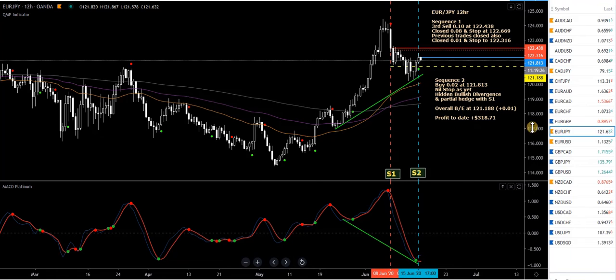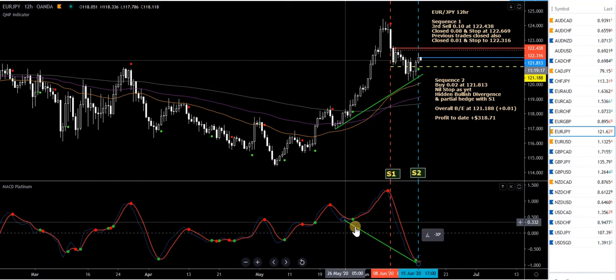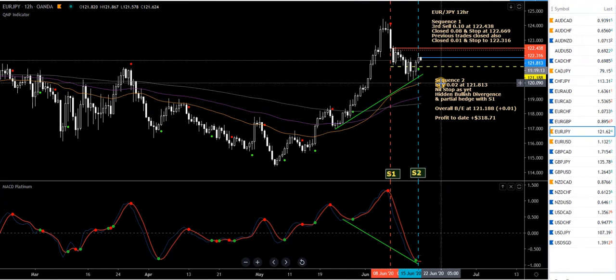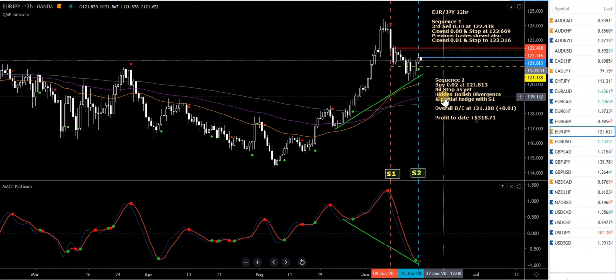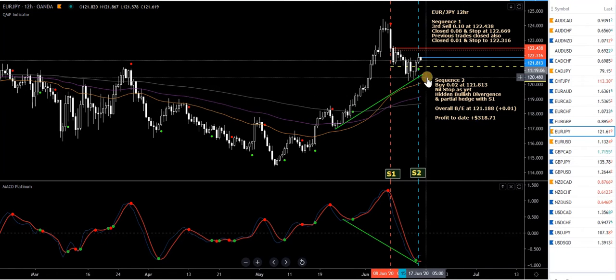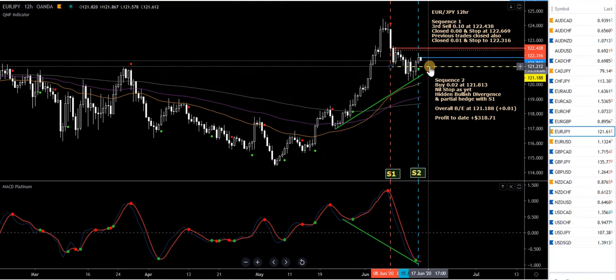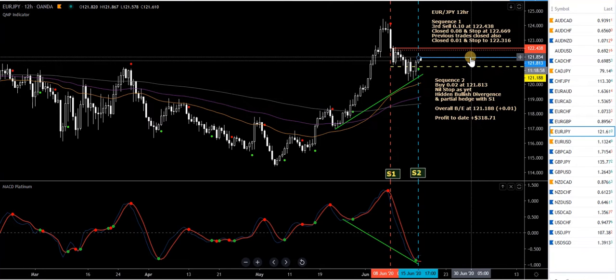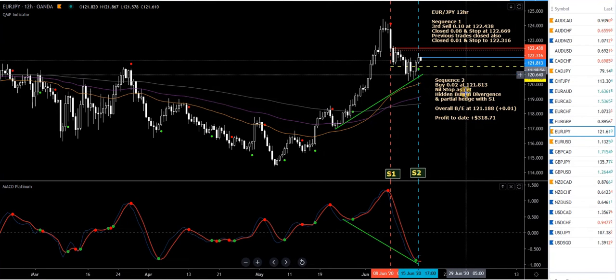Euro yen, very similar, same deal. Got a sell already, stop and place, new buy signal today, new sequence 2, hidden bullish divergence, same deal, just about identical to the CAD yen. You see the correlation. Overall break even is a bit closer to price at 121,188. Again, net plus 0.01. So as long as price remains above it, we're in profit.